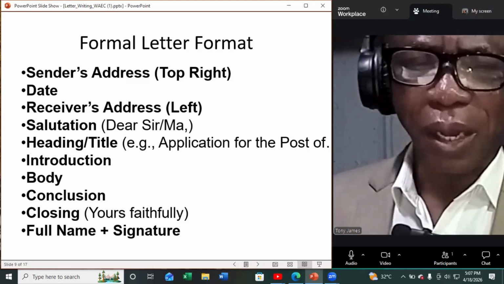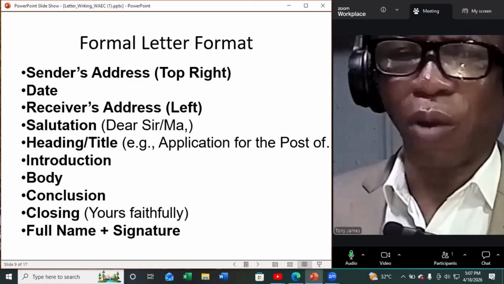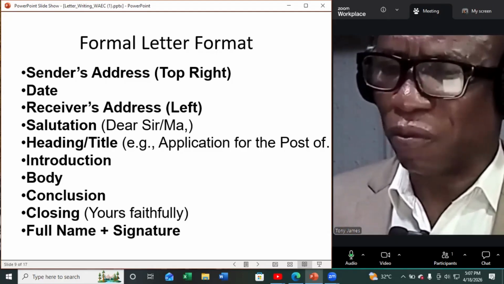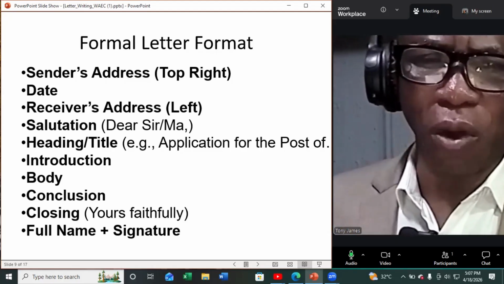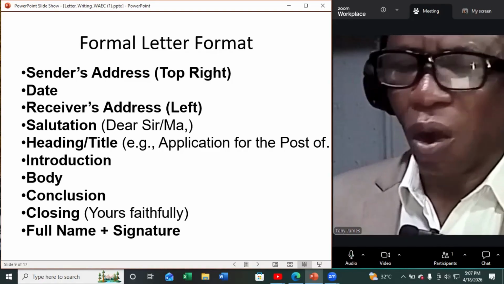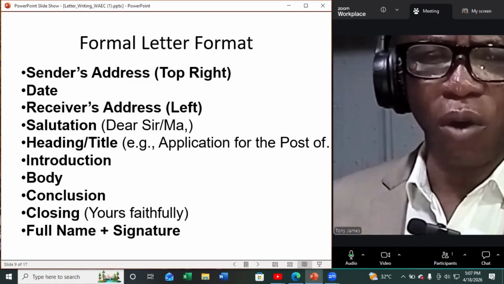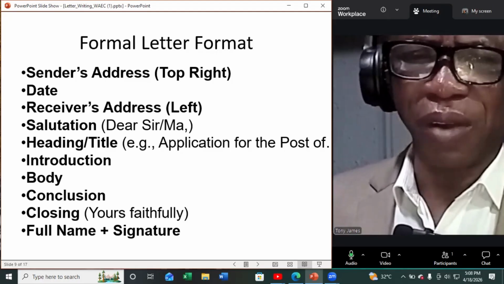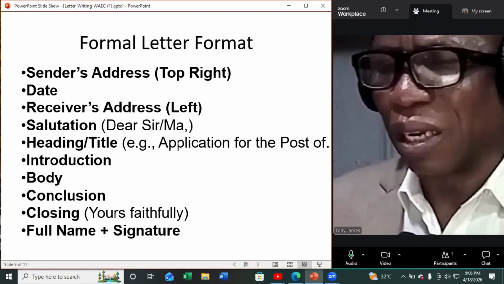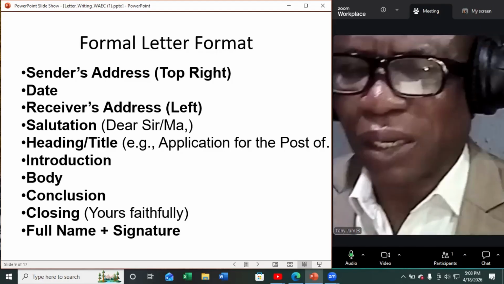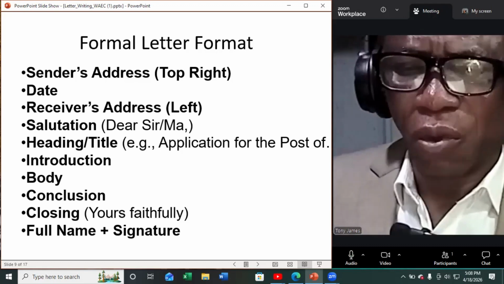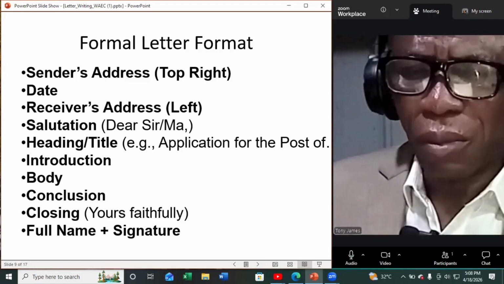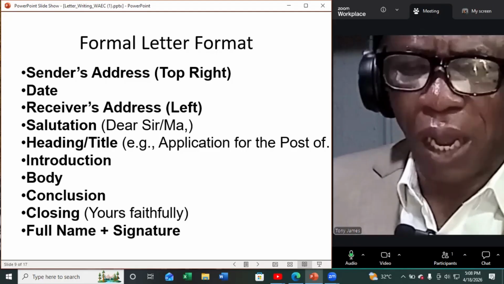Then all the contextual words in the address. I'm going to post a video talking about contextual words and functional words. All the contextual words, that is, all words that are verbs, nouns, adjectives, and adverbs that appear in the address must start with a capital letter. We are going to show an example. So it must start with a capital letter.